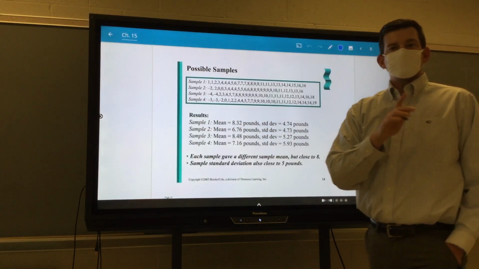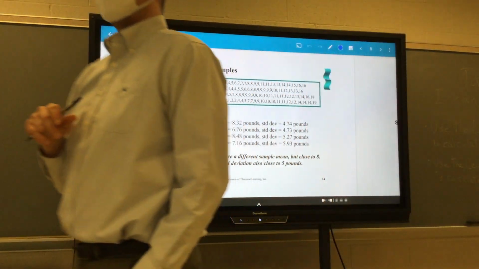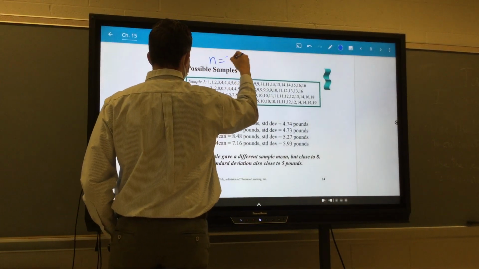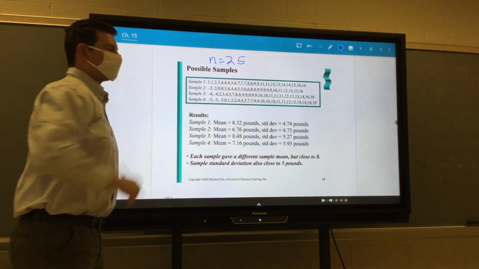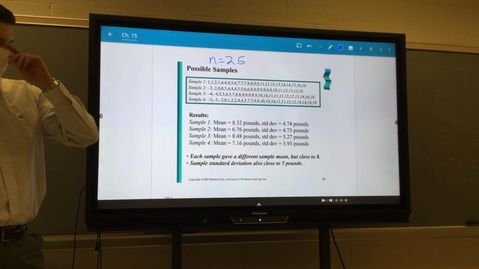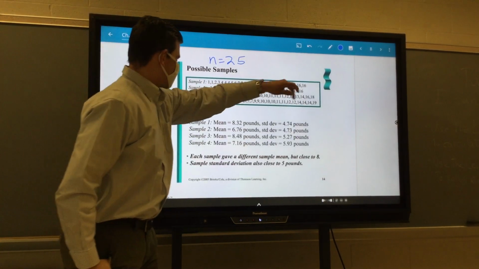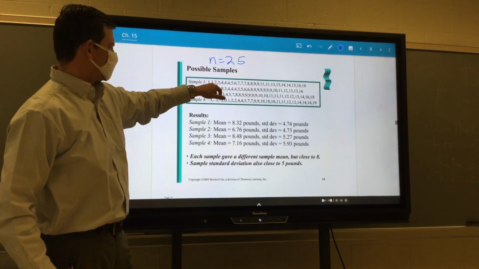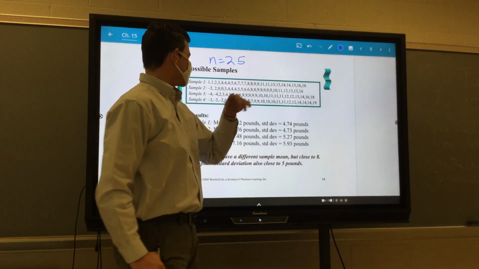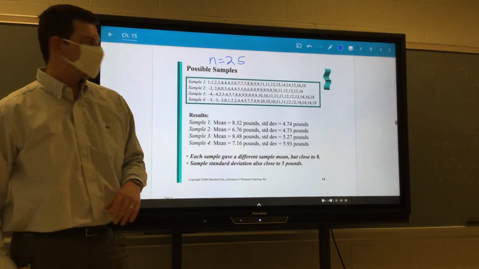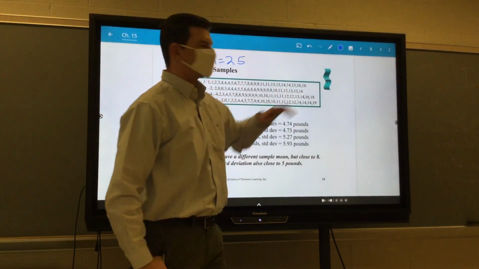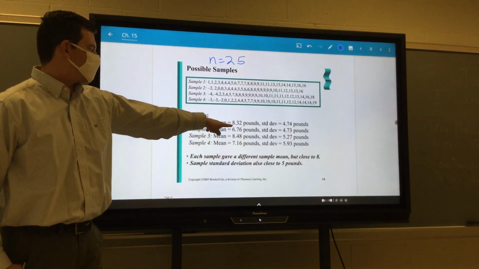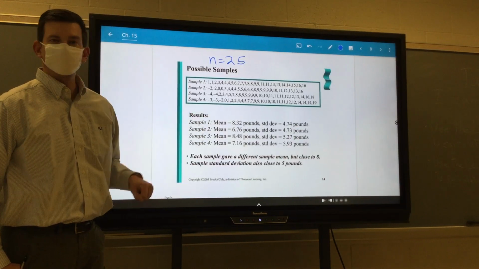But from this population, we are going to take random samples of size 25. And here are a few of those theoretical samples. Okay? Our first sample. You can see we have 1 pound lost, 1 pound lost, 2, 3, 4, 4, 4, 5, 6, 7, 7, 7, and so forth. All the way up through 16. That sample has a mean of 8.32 pounds.